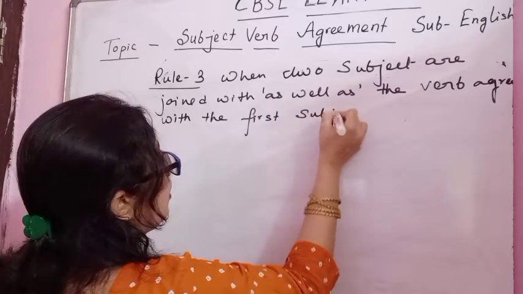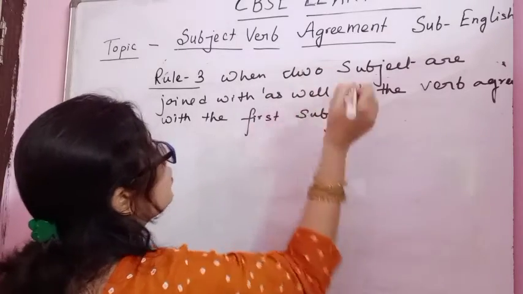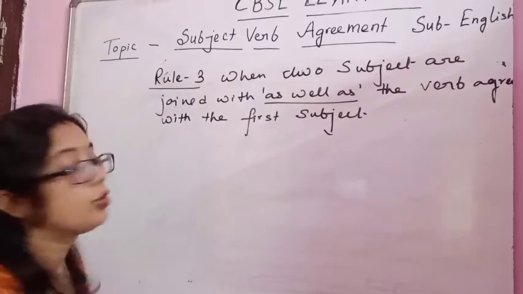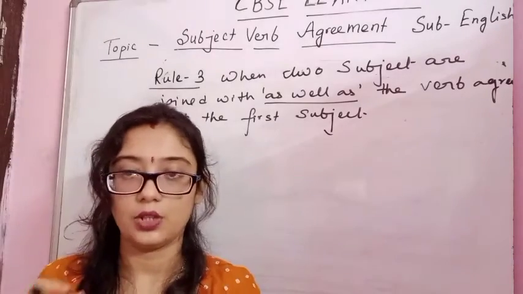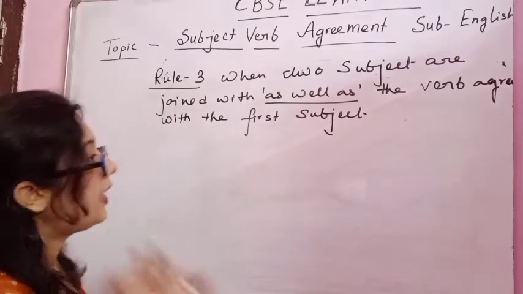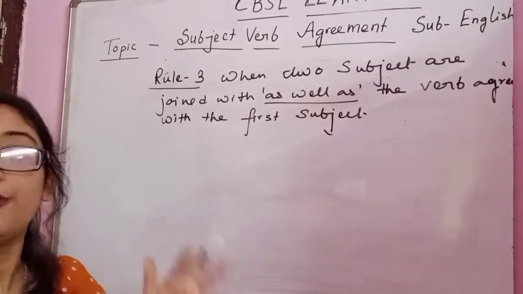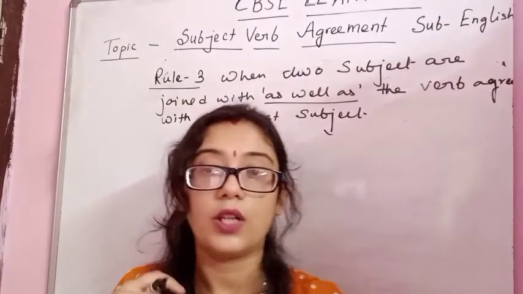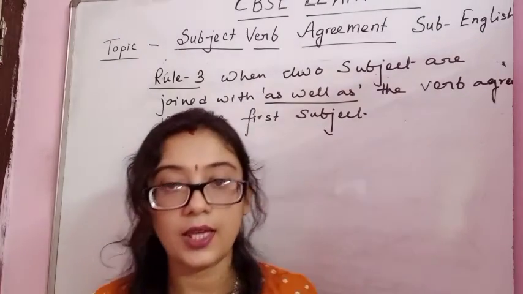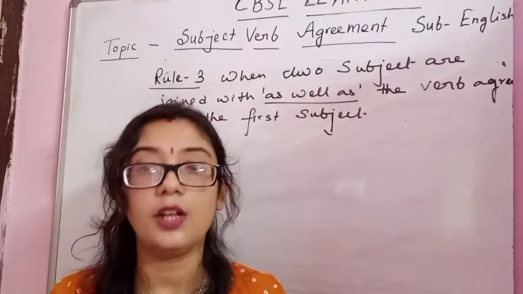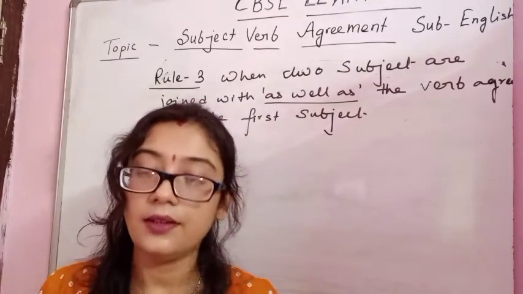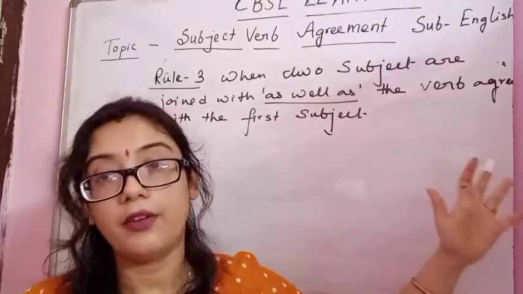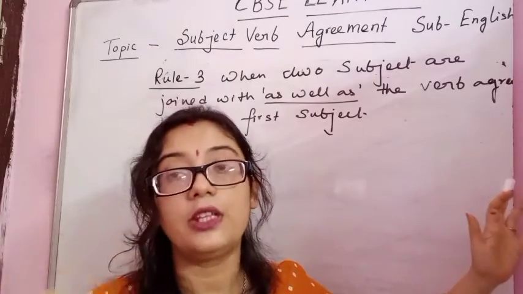Okay. So when you are using "as well as" to join two subjects, then the verb will agree with the first subject. The first subject, whatever you take. If you are taking he, if you are taking she, or if you are taking I, then the verb will agree with the first subject.